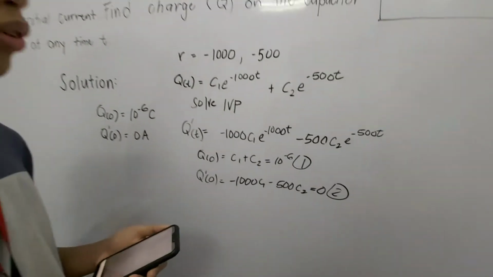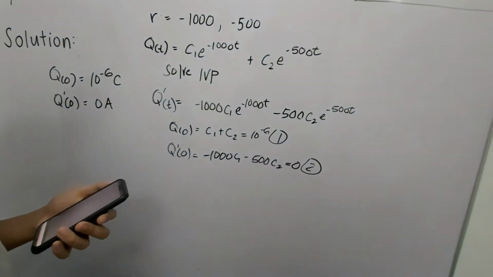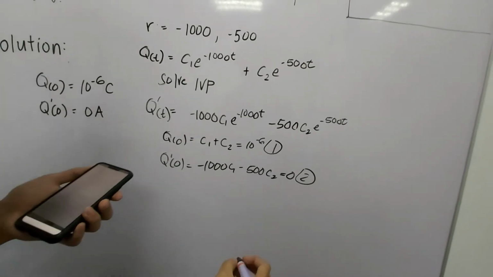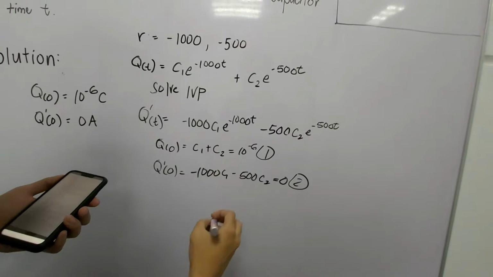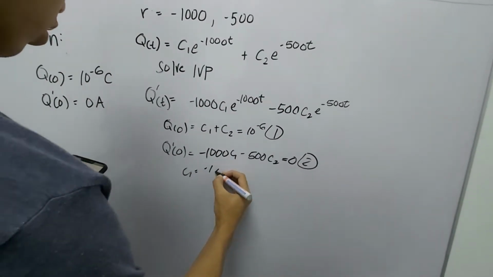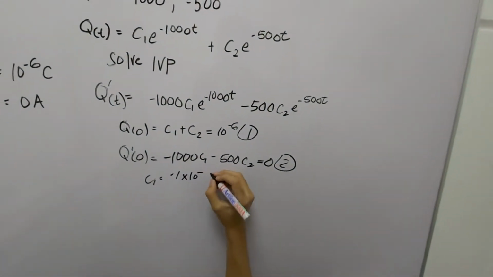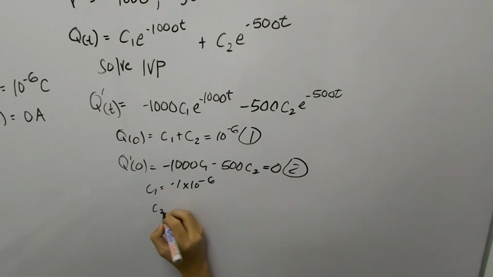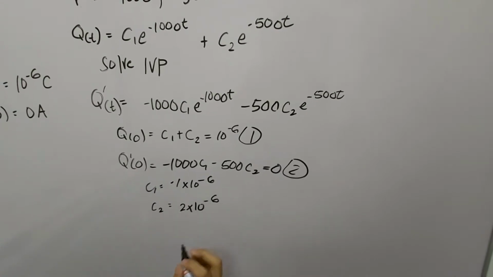Now we can solve this system of equations either by matrices or by substitution or whatever. So once we find the answers for C1 and C2, the values would be: C1 is negative 1 times 10 raised to negative 6, and C2 would be 2 times 10 raised to negative 6.